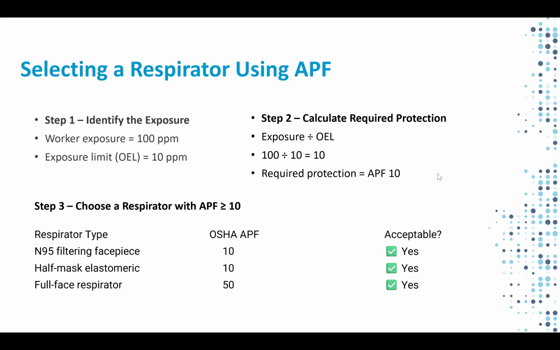And so that means you can use basically any one of these, right? You're choosing a respirator with an assigned protection factor greater than or equal to 10. That's going to be all of these. And then the trick comes into making sure that whatever respirator you're using is equipped with the appropriate filter or cartridge for your hazard.